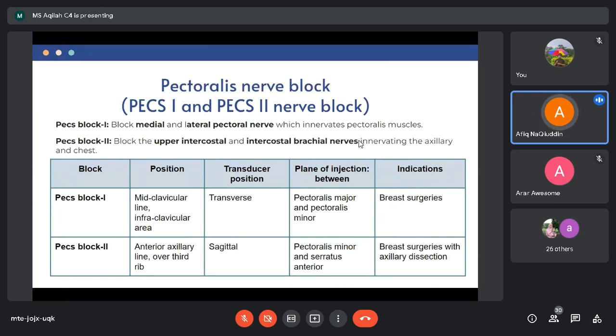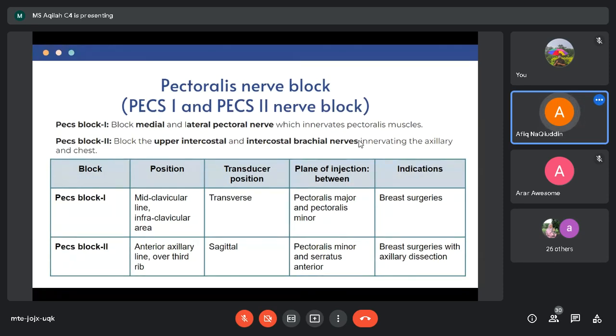And the PECS 2 block is the block where the goal is to block the upper intercostal and intercostobrachial nerve, which innervate the axillary and the chest. For the PECS 1 block, the position is the mid-clavicular line and the infraclavicular area. The transducer position is transverse. The plane of injection is that we aim to put the needle between the pectoralis major and the pectoralis minor muscle. It is commonly done in breast surgery.